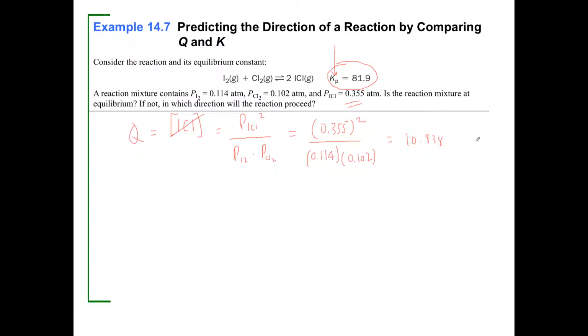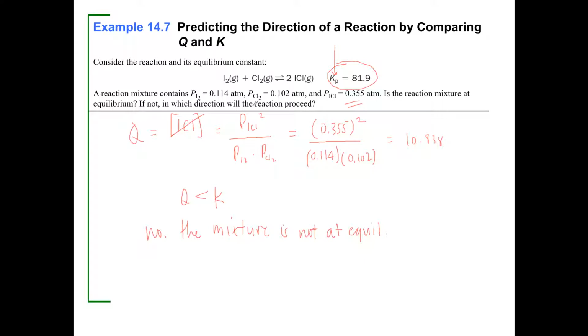10.838. Can you read my writing? If Q is 10.838, it looks like it's less than K. All right? So if Q is 10.838, at equilibrium it's going to be 81. That means my products are not big enough, right? It's too small. That means I need more, okay, in order to go to equilibrium. So is the reaction mixture at equilibrium? No. The reaction mixture is not at equilibrium.